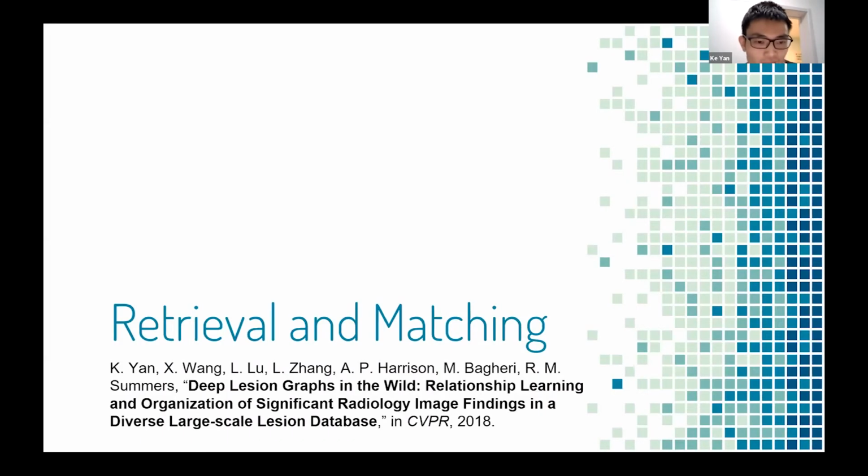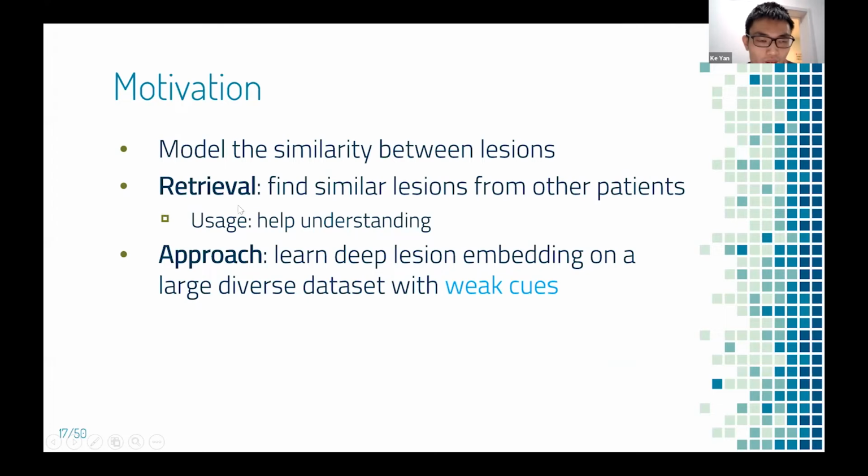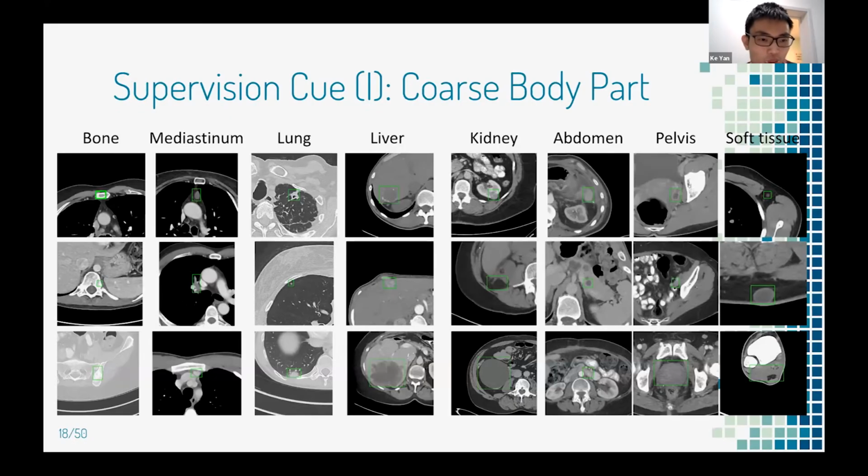The second task is lesion retrieval and matching, which we published in CVPR 2018. In lesion retrieval, the goal is to model the similarity between lesions, so that we can find similar lesions from different patients and help the doctors to understand the lesions. And we do it by learning deep lesion embedding on a large and diverse dataset with weak cues. This dataset is DeepLesion we just introduced.